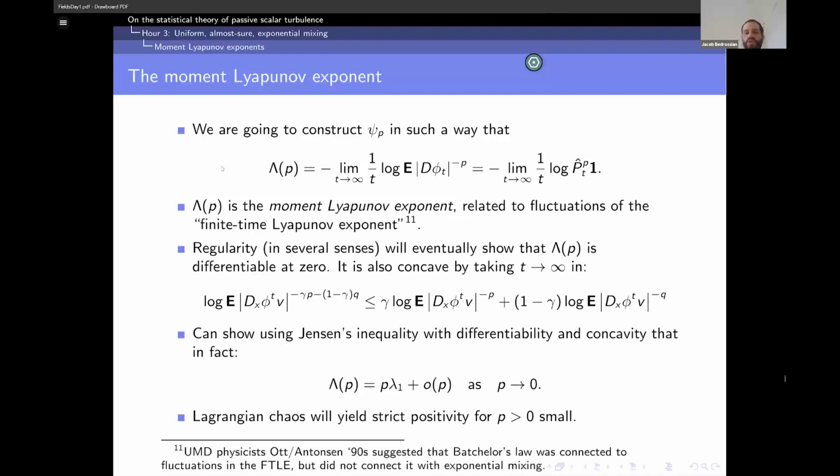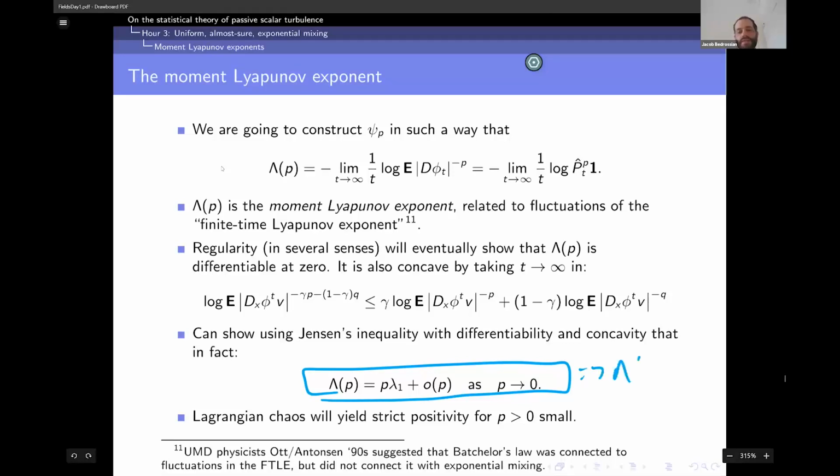And so you can actually prove that this lambda p is differentiable at p equals 0. And you can prove an asymptotic expansion, and it's exactly equal to this: p lambda 1 plus some smaller perturbation. And here we use the Lagrangian chaos result as a black box lemma to say that Lagrangian chaos implies that lambda of p is positive. So that's where the Lagrangian chaos is used.